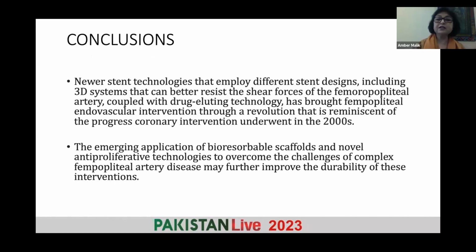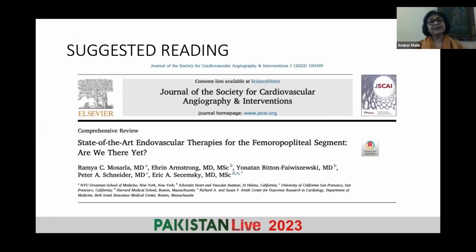Newer stent technologies are helping us now, and perhaps bioresorbable scaffolds and novel anti-proliferative technologies will overcome the challenges of complex fempop artery disease. I would suggest that the fellows and everyone else read this article from the journal, which gives you an update on the current devices. They may be philosophical for us, but one must always know the state of the art.